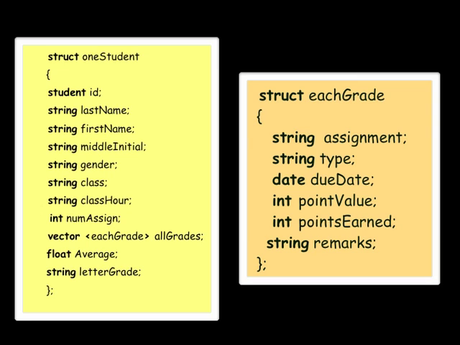Note that the vector each grade, all grades, would be a list of all the assignments for a given student. Now, we would have to declare the structure for each grade prior to declaring the structure for one student. Otherwise, we'd have an error because we couldn't use each grade as a vector type unless we had already declared one.